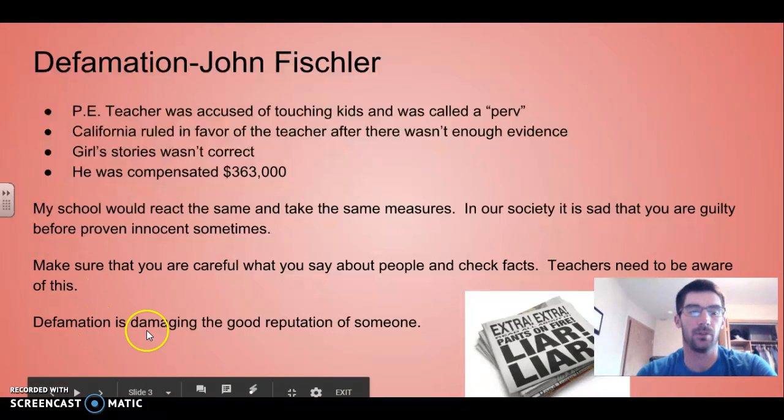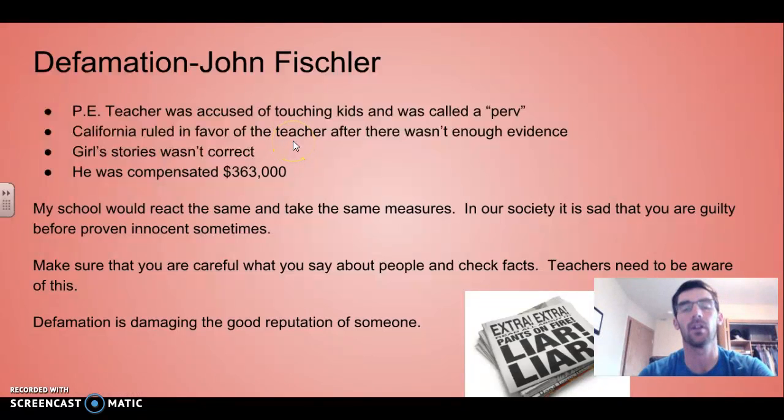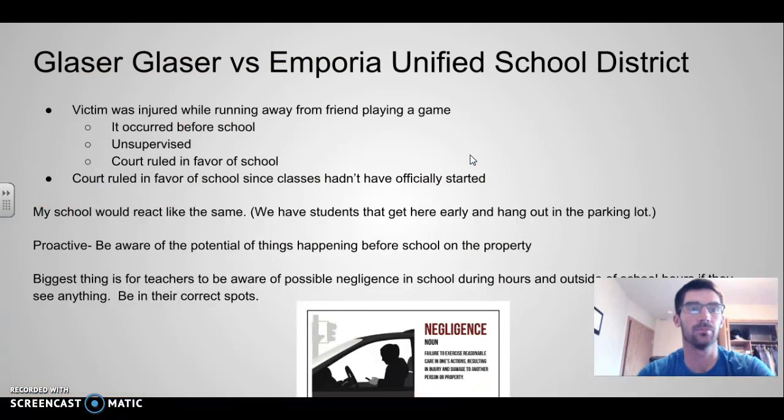Now, defamation is damaging the good reputation of someone. I put this liar, liar, pants on fire, because the girls' stories didn't match up and there wasn't enough evidence. Kind of rude, but that was what the court case came down to.